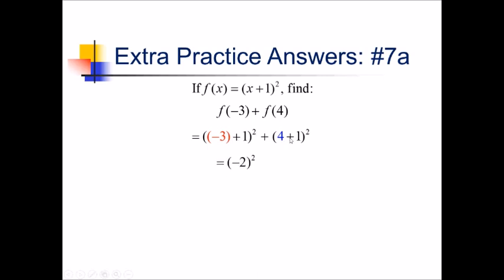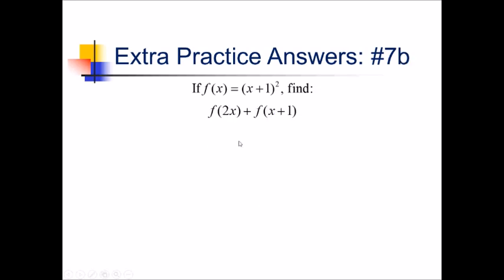4 plus 1 is 5, also being squared, and we still have addition going on there. Now we do the exponents before we add together, still using PEMDAS. Negative 2 squared, this is negative 2 times negative 2, so that's a positive 4. And then 5 squared is 25. So 4 plus 25 gives me 29.